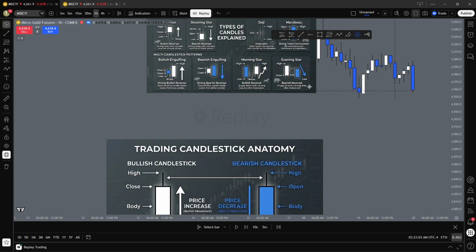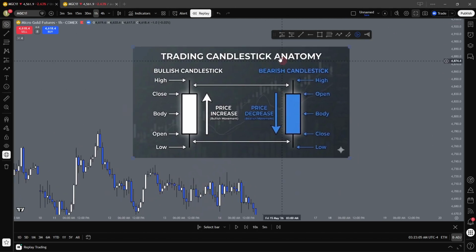All right, y'all. So in this video, I will be going over the candlestick anatomy, which is right here. I will teach you guys how to read this chart. Now, this is the part where a lot of people stop trading. They say reading the chart is very difficult for them to understand, but it's really not.